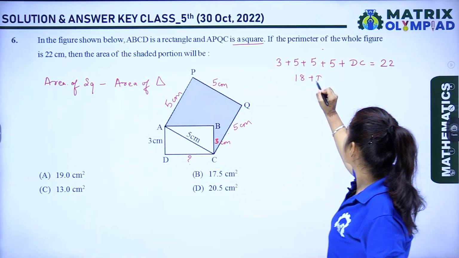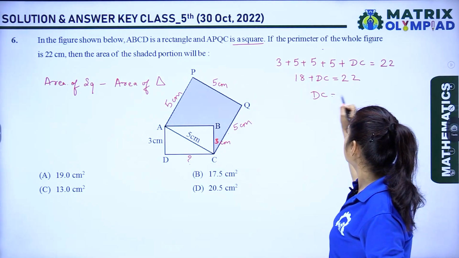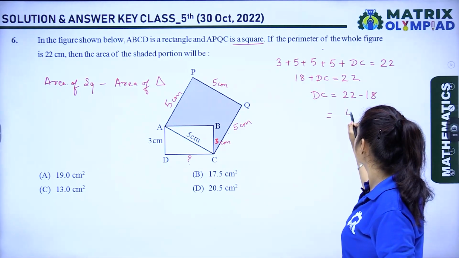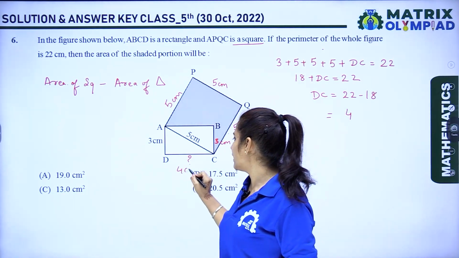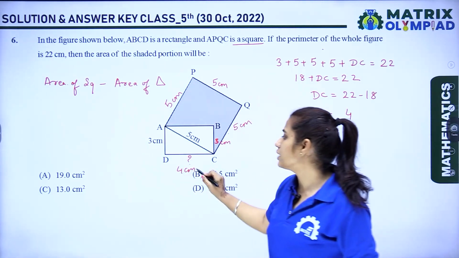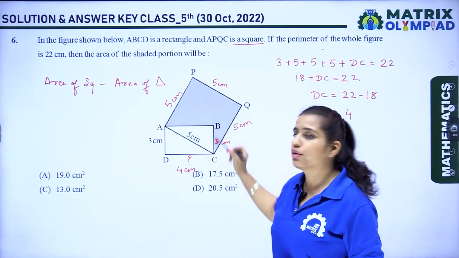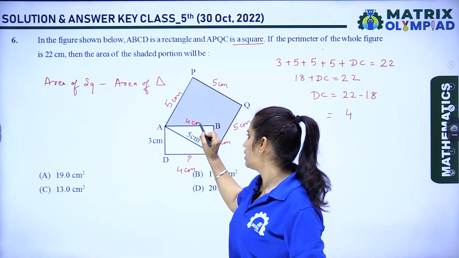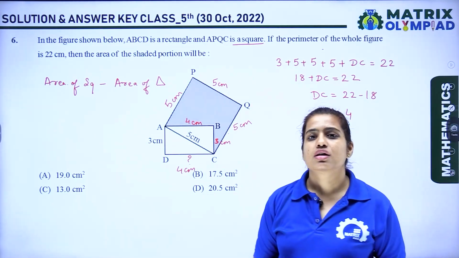18 plus DC, that is equal to 22. So side DC is equal to 22 minus 18, which will give us 4. So here the side DC will be 4 centimeter. If this side is 4 centimeter, the opposite side, that is AB, will also be 4 centimeter. So we are given all the sides of the rectangle and square.